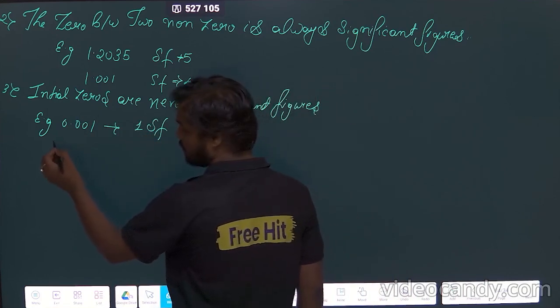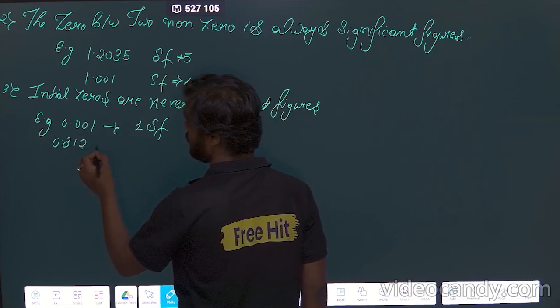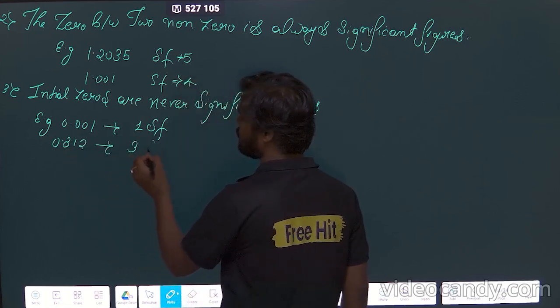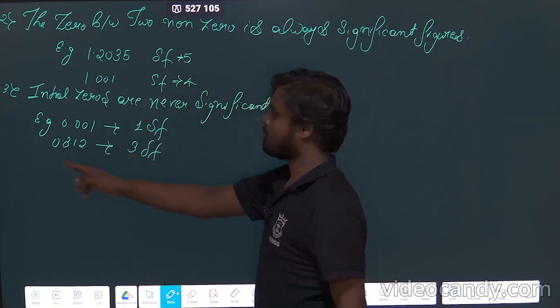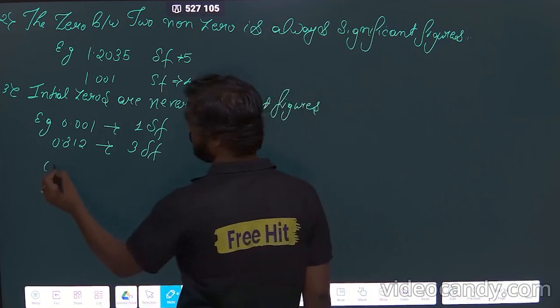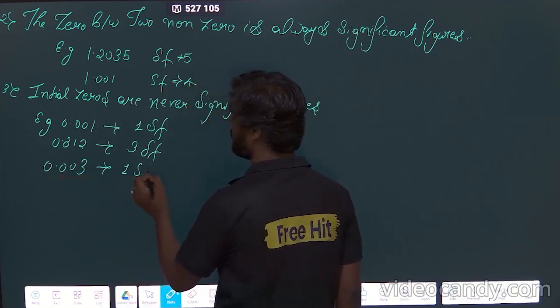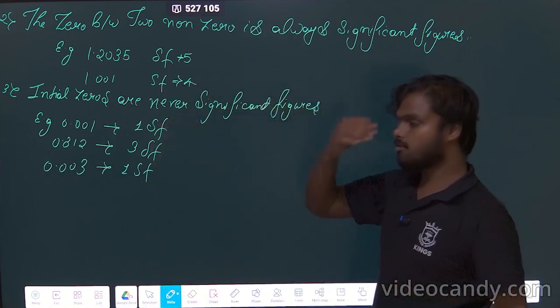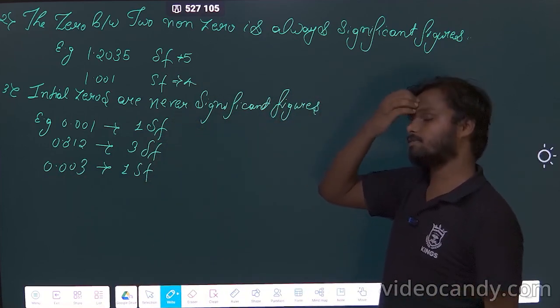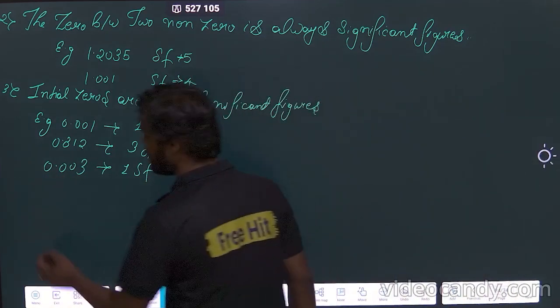For example, 0.312. How many significant figures? 3 significant figures. We will not treat this zero as a significant figure. For example, 0003. How many significant figures? 1 significant figure. Clear? So initial zeros are never a significant figure. Clear?